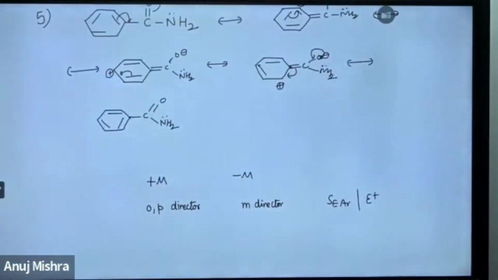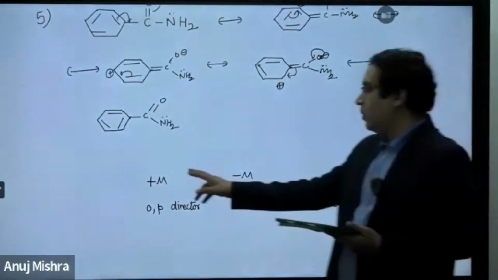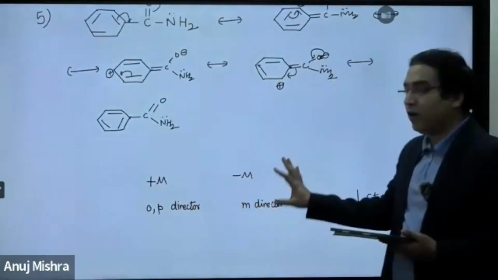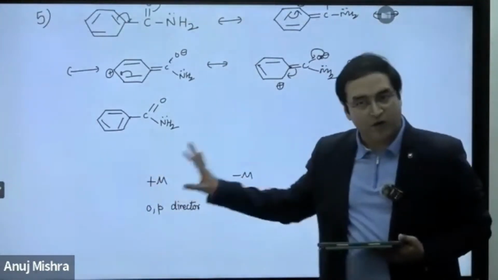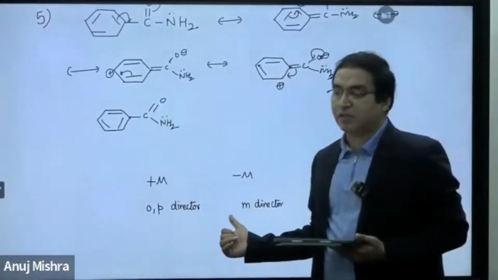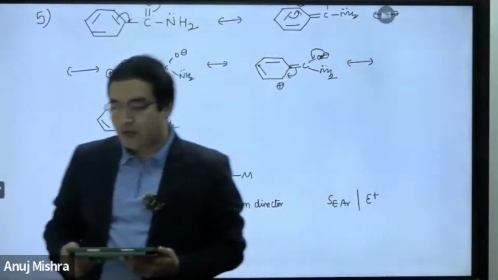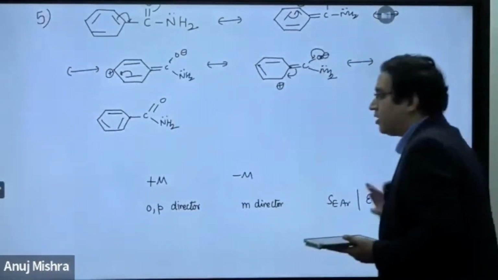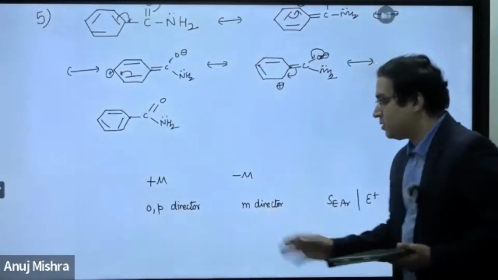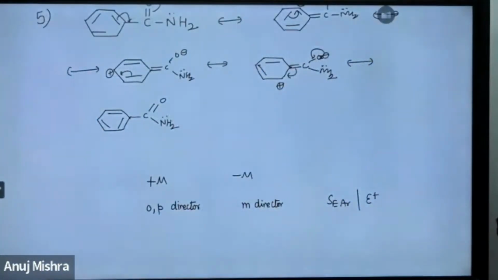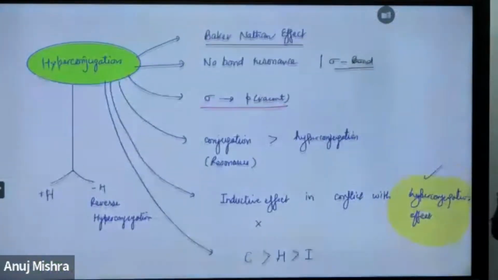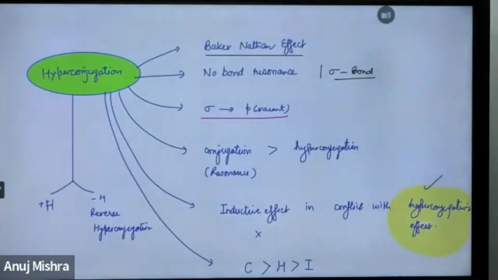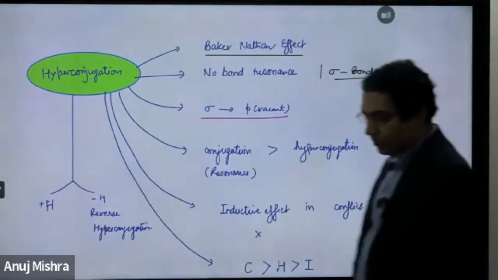Okay. Now what I'm writing here is plus M groups OP director, minus M group meta director. I hope I explained the reason for the same and you have understood also. Anyone having any confusion, please ask. Chinmay, any doubts? Niharika, Adya in this line? SEAR reaction, E plus reaction for plus M is OP director, minus M is meta director. Any doubt in this? No doubts? Chaliye. Write the heading hyperconjugation in detail. We have to do hyperconjugation.